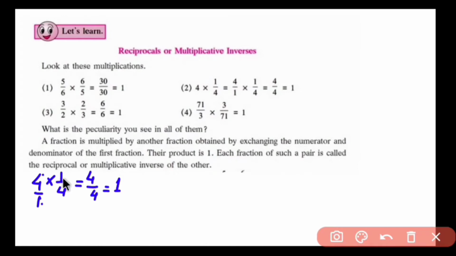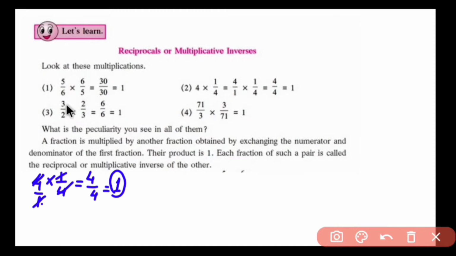If you want, you can multiply, otherwise you can directly cancel. 4 ones are 4, 4 ones are 4, 1 ones are 1, 1 ones are 1. All the numbers are cancelled here, answer is 1. So in this way, when there is multiplication between reciprocals, answer is always 1. Now see this third example. There is multiplication between reciprocals, 3 upon 2 multiplied by 2 upon 3.